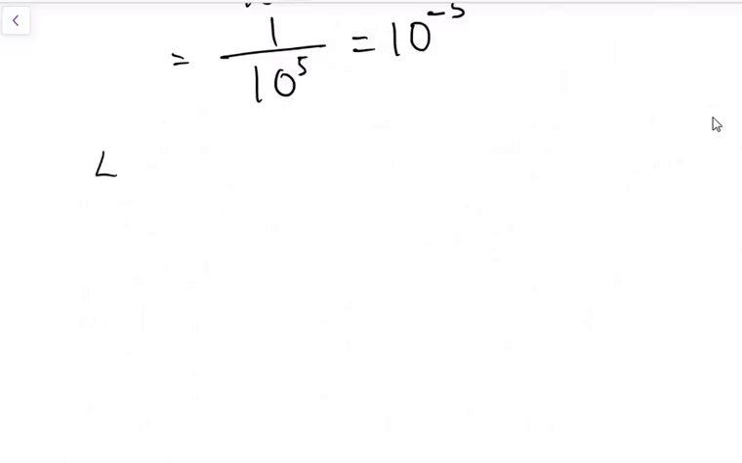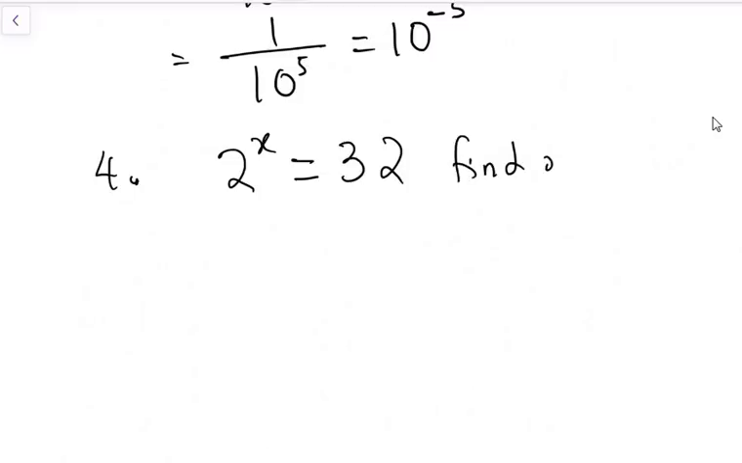Let's go to the fourth example. In the fourth example, you will help me out by answering some of the questions. We want to find x. Remember, when we have x here, we are talking about the exponential power. So if 2 is here, they've given us a clue that we need to find the number of 2's in 32. So how many 2's can we get from 32?